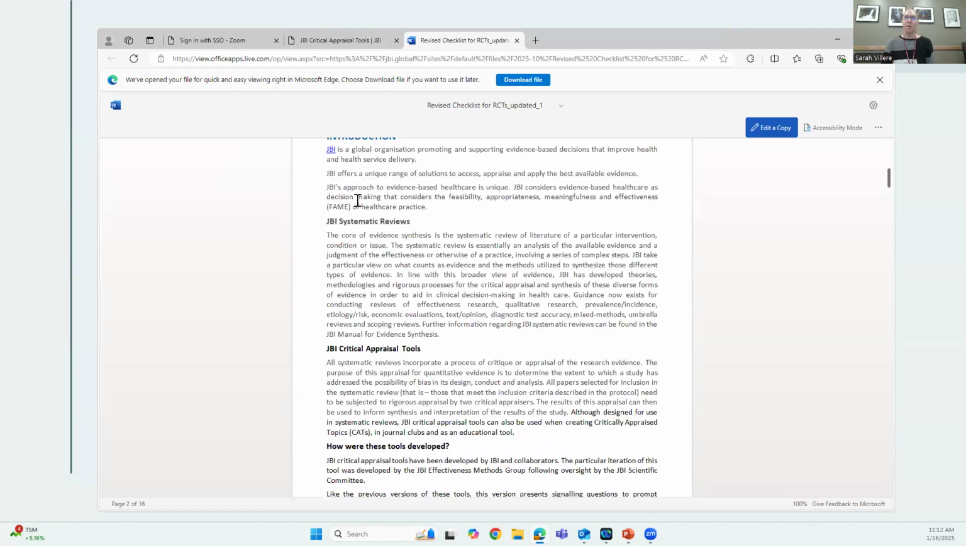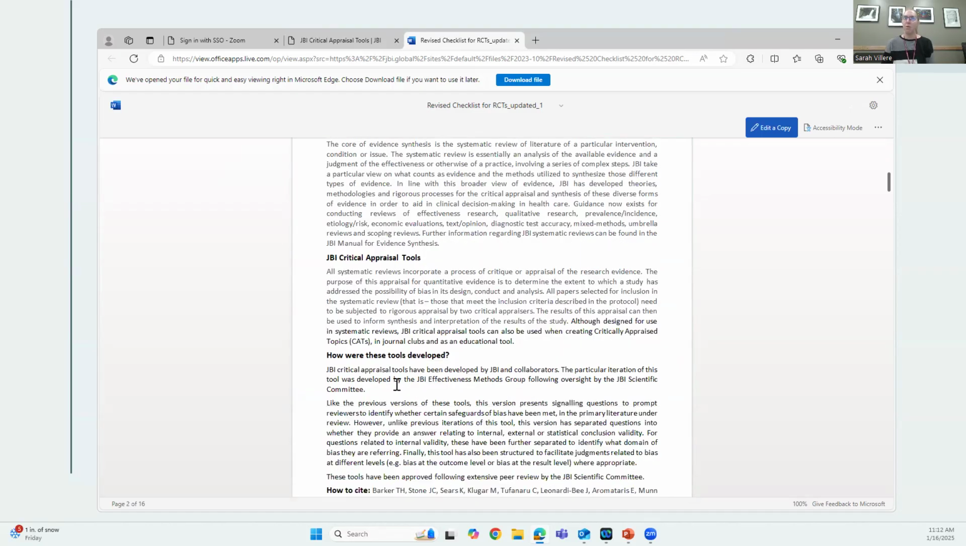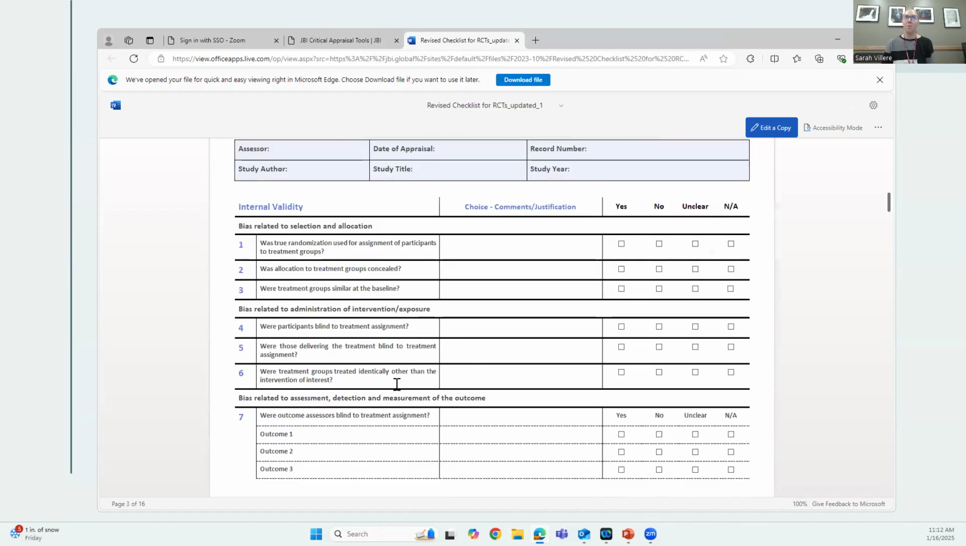The JBI checklist first page is going to be just an introduction about JBI, about these tools, how they were developed. But then you will scroll down and see the checklist actually start. All of these questions you will go through and look for the answers in the article that you're appraising. And you will check yes, no, unclear, or not applicable about your article. For example, in this checklist, the first question was, true randomization used for assignment of participants to treatment groups? And so this is really checking for that selection bias.